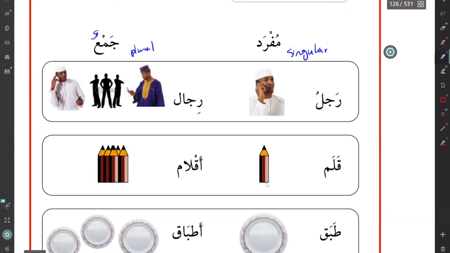So we have rajulun. Rajulun is man, a man. And rijalun is men, plural. Rajulun, rijalun. So the plural in Arabic is interesting. In English, most plurals we form just by adding s or es, like car, cars, book, books. In English, there are different types of plurals: sound plurals and broken plurals.